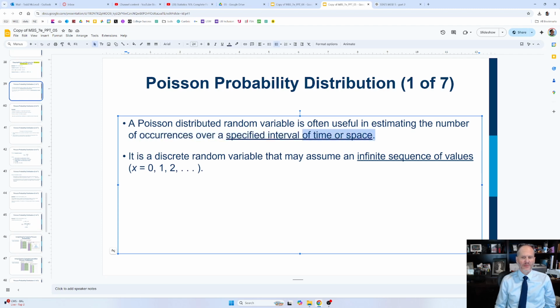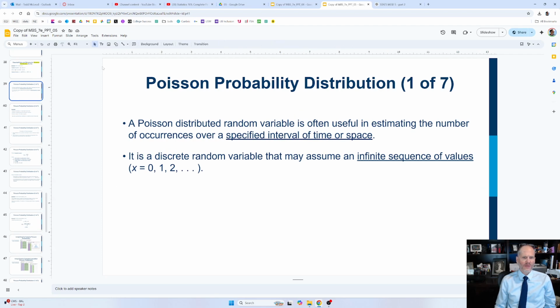A specified interval of time or space, like how many people come into the restaurant over every 10 minutes. Right? Or how many people come into the emergency room every hour? Or how many potholes are there in the road every mile? So a number of occurrences over a specified interval of time or space.